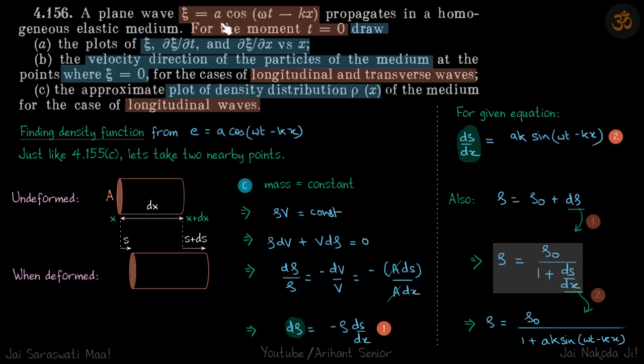We have this wave E = a cos(omega t minus kx). At t equal to 0, we need to draw, let's say, displacement, then velocity ∂E/∂t and ∂E/∂x versus x at t equal to 0. Then we need to draw the velocity direction of the particles when the displacement is 0. And finally, the plot of density variation rho(x).